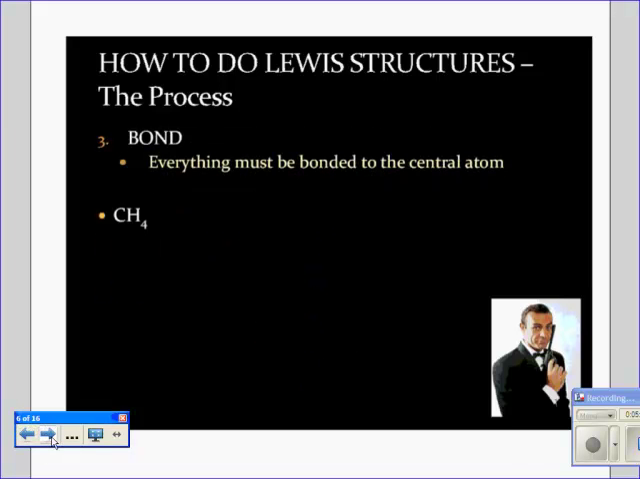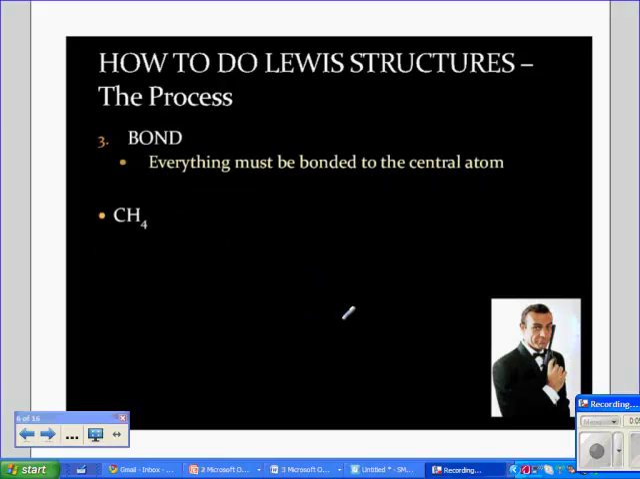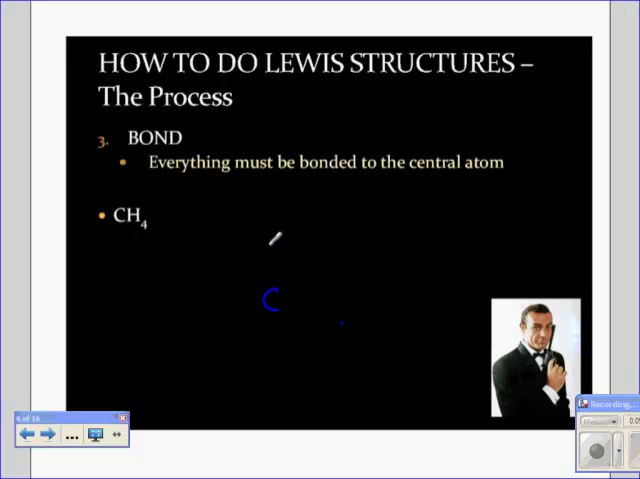The next thing you do is you bond. There's James Bond. So I have C, I have H's, and I know that I have 8 valence electrons to put in my picture. So the first thing you do is everything has to get bonded to this C, right? And remember, a bond is 2 electrons. It's a shared pair of electrons.